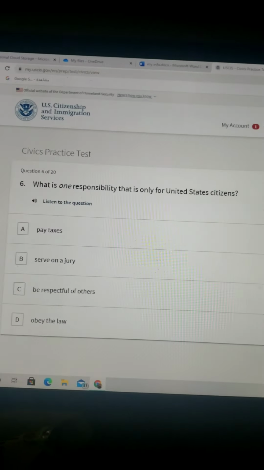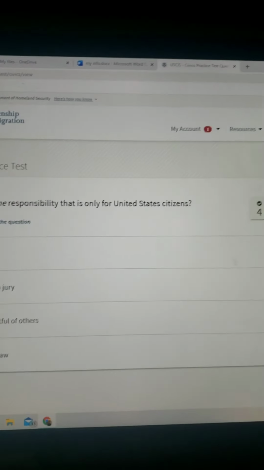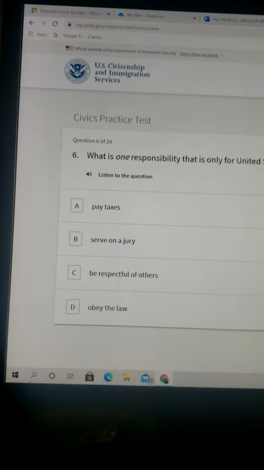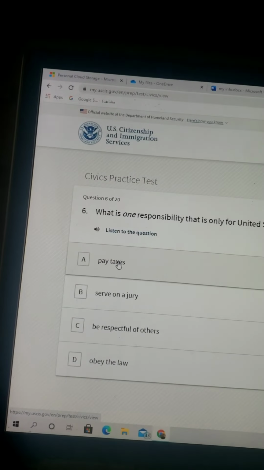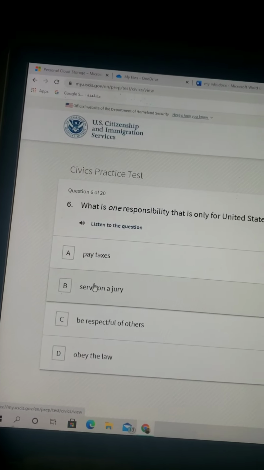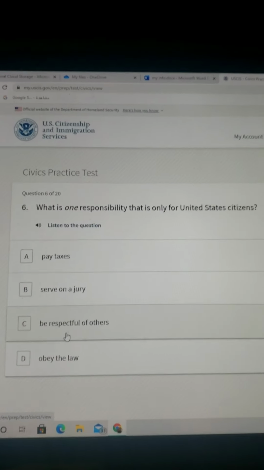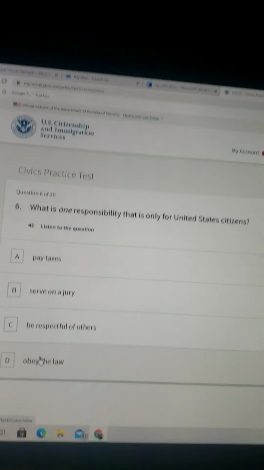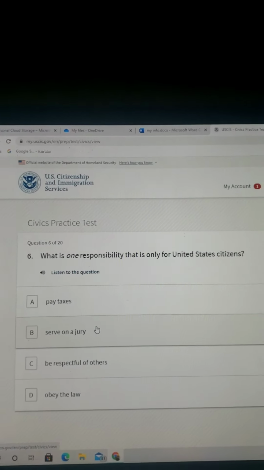So far, so good. Which is one responsibility of a United States citizen? I mean, we all have to pay taxes, immigrants, non-immigrants. Serve jury duty, be respectful to others. You have to be respectful to others. Obey the law. Everybody has to obey the law, even if you're a tourist. So I'll say serve on a jury, because jury duty, I know, is like the only thing you have to do as a citizen.